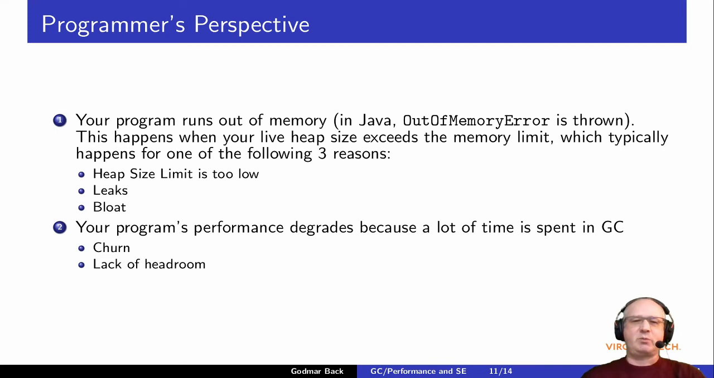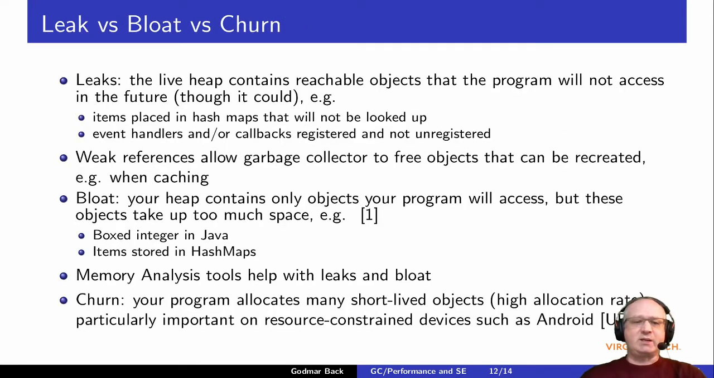The second phenomenon that you may see is that your program's performance degrades because a lot of time is spent in GC. So this could again be for two reasons. One is churn, and the second one is this lack of headroom. That is, the size of the live heap is too close to the heap size limit, and that is the effect that I had shown earlier in Charus's animation. So, let's talk about these issues.